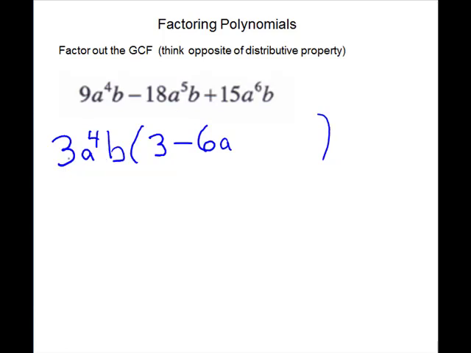All right, third term. We have 3. We want 15. It's going to go in there positive 5 times. You do need to put the positive to keep the terms separate. All right, we have 4 a's. We want 6, so we need 2 more a's. And we're good with the b.